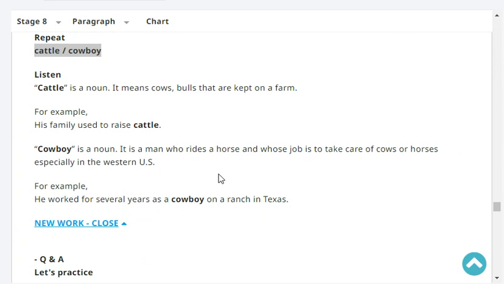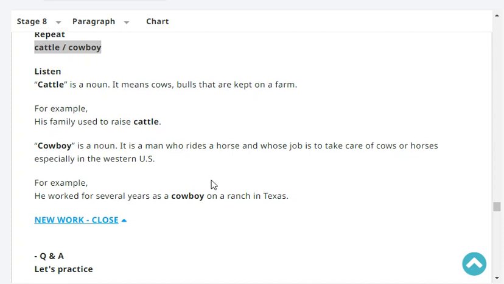Cowboy is a noun. It is a man who rides a horse and whose job is to take care of cows or horses, especially in the western US. For example, he worked for several years as a cowboy on a ranch in Texas.